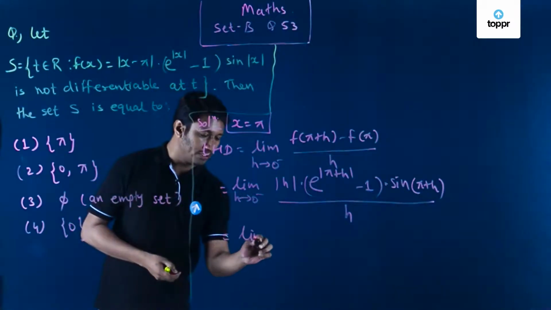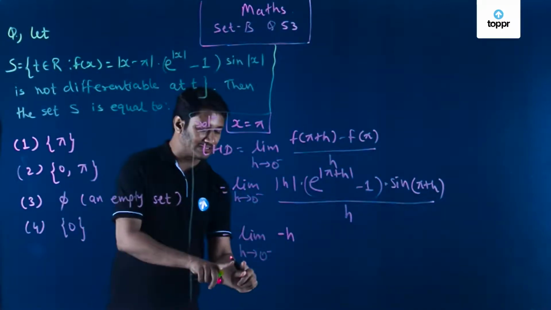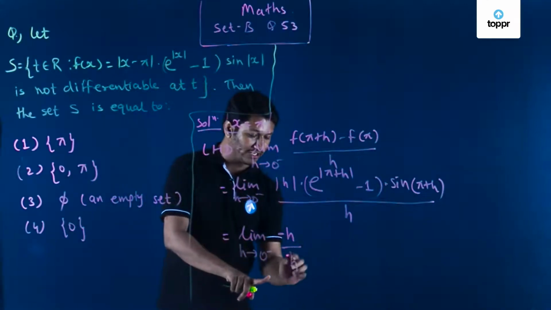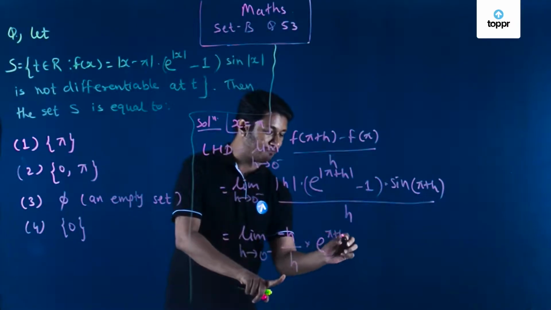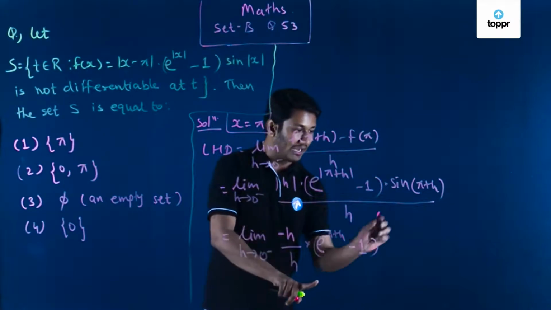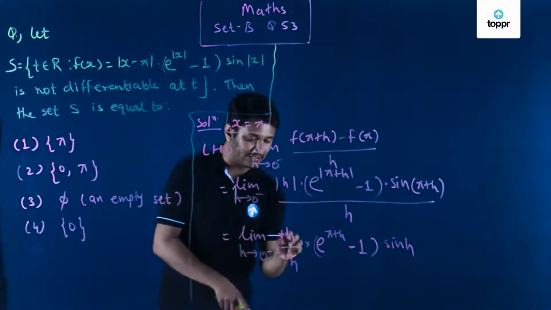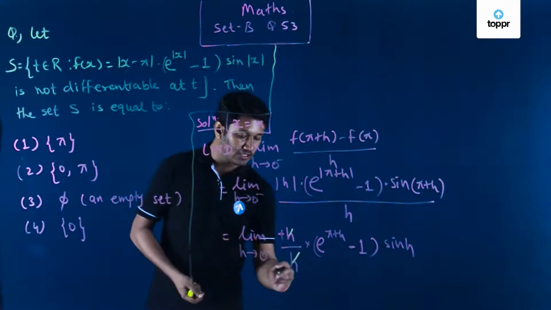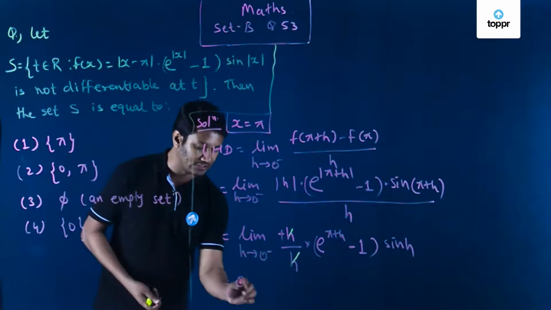This will be equal to limit h tends to 0 minus, mod h will be nothing but minus h, because h is tending to 0 from the left hand side. I will write h in the denominator right here. This will be e power mod of pi plus h, which can be written as pi plus h simply because pi is greater than h for sure, minus 1, and sine of pi plus h will be nothing but minus sine h. So that minus and this minus will become plus. We can see that h will cancel out, and because h is tending to 0, sine h will tend to 0, so left hand side derivative becomes equal to 0.